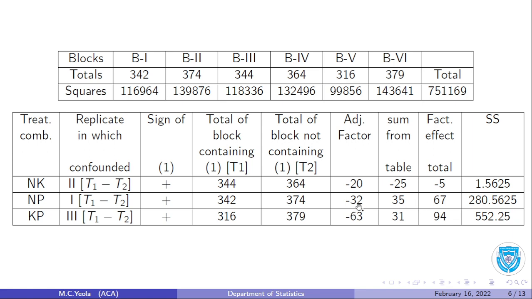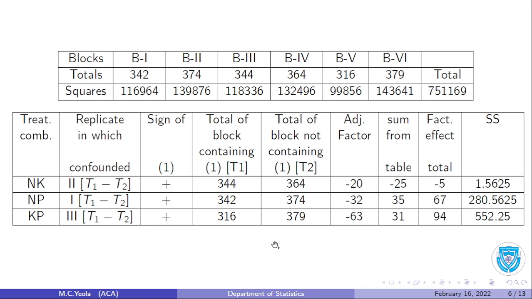35 minus minus 32, so it becomes plus 32, so we get 67. 31 minus minus 63, we are having 94 here. So we are having these as the factorial effect totals. So square this and divide it by 16 only. We are having in all 24 observations, and this treatment combination gets confounded in one of the replicates.